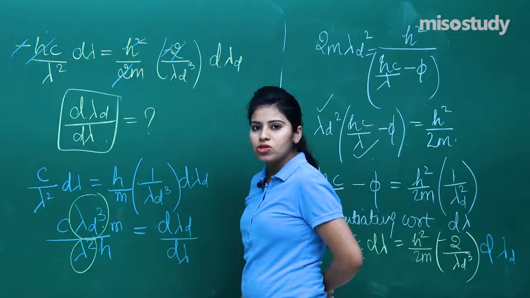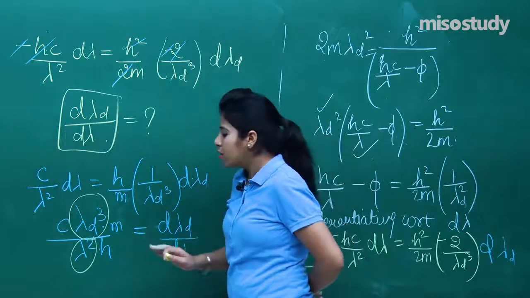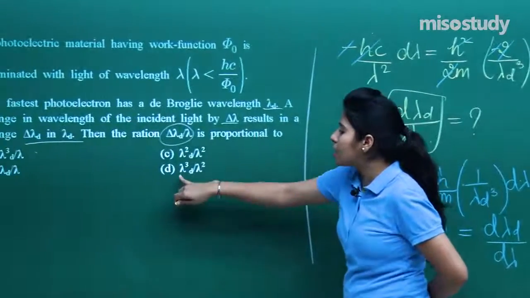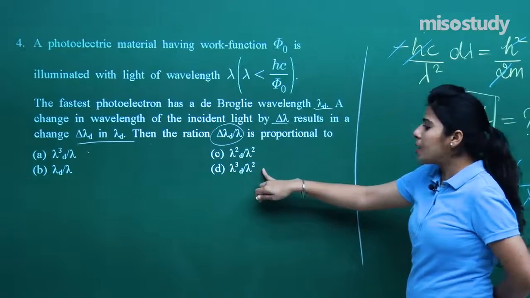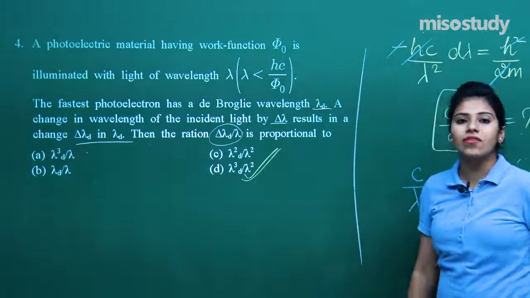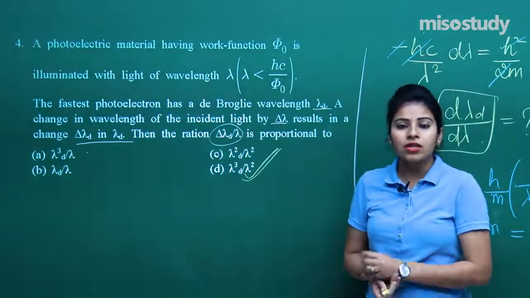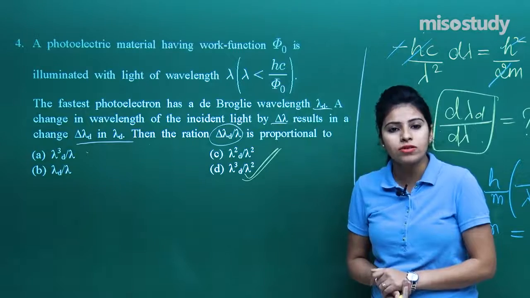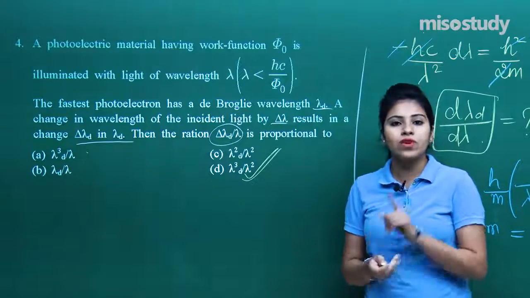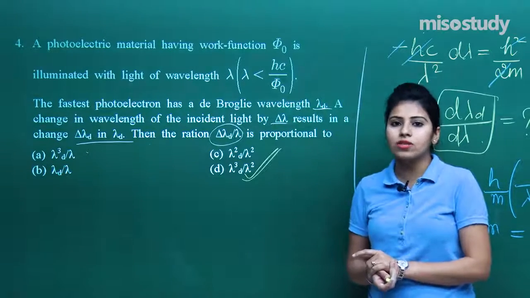Now we are going to verify whether there is any option in the question present or not. So yes, we can see that option number D is having lambda_d cube by lambda square. So that means we are having our answer as correct. Now we are done with this question. The way to start the question was to know the photoelectric equation and to know the relation between wavelength and the kinetic energy. And that is how we have begun with this question.